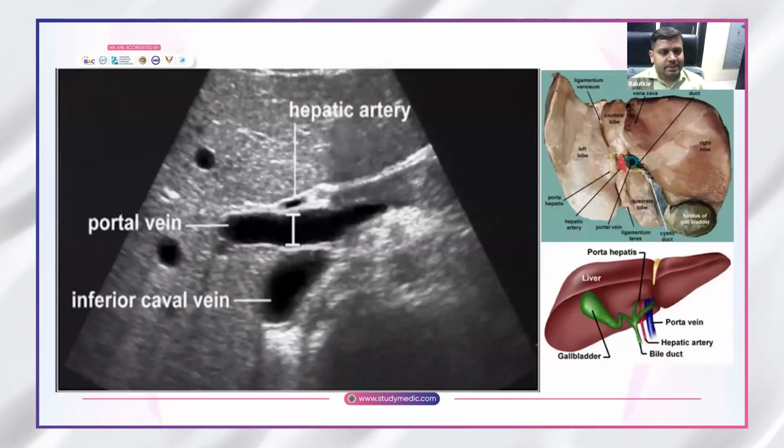Of course, the porta hepatis is located along the undersurface of the liver in gross anatomy, but you can see the porta hepatis either from the right lobe or from the left lobe. It is better visualized from the right subcostal or intercostal approach. At the porta hepatis, we can see a tubular anechoic structure, which is the portal vein, the larger one. The hepatic artery and the CBD will be seen somewhat cranial or adjacent to the portal vein. IVC is seen posterior to the portal vein. Once we put color Doppler, we can differentiate between the structures.